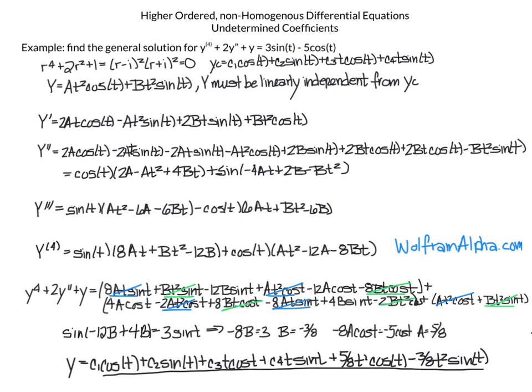I then gathered my cosine terms, and doing similar work, I found that a is equal to 5/8. That means my general solution is my complementary solution for my homogeneous equation plus this particular solution, which is 5/8 t squared cosine of t minus 3/8 t squared sine of t. So this is my final solution.